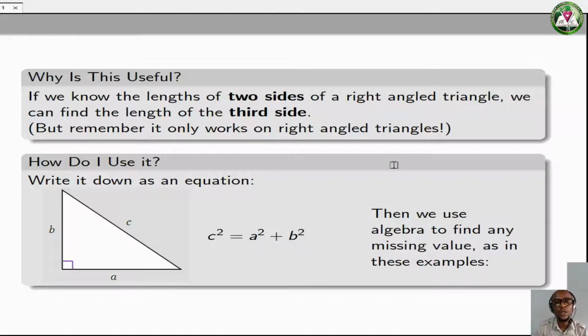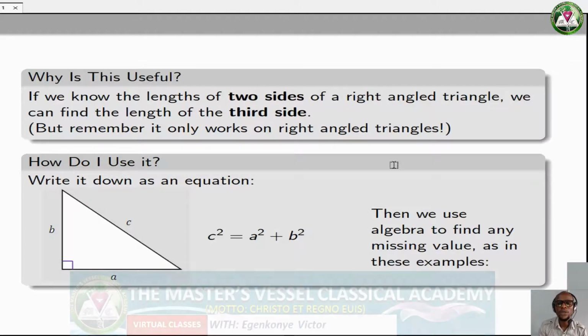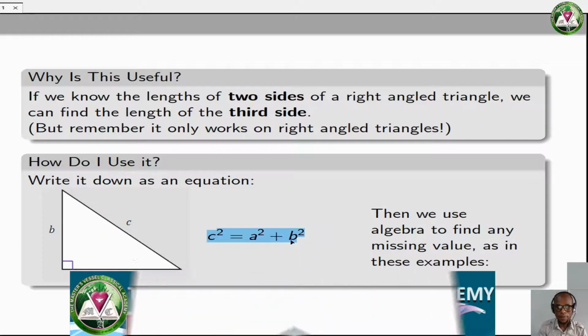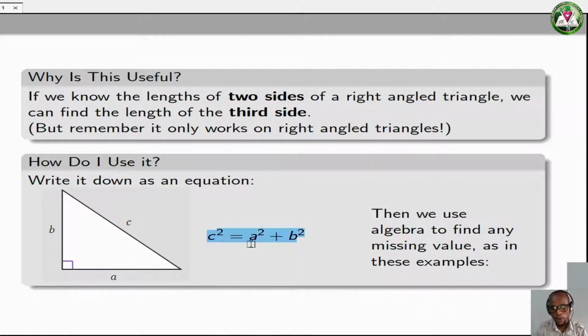It's useful because if we know the length of two sides of a right angle triangle, we can find the length of the third side using our Pythagoras theorem. Because if you look at the Pythagoras theorem, it involves three sides. C squared equals A squared plus B squared. So if I know the value of side A and side B, I can use the Pythagoras theorem to find side C. So you can see one of the uses of the Pythagoras theorem.